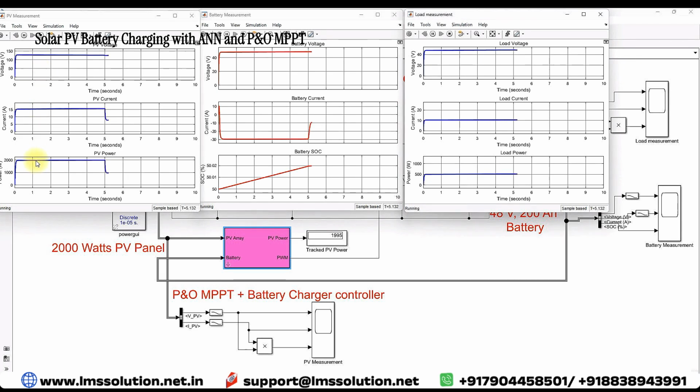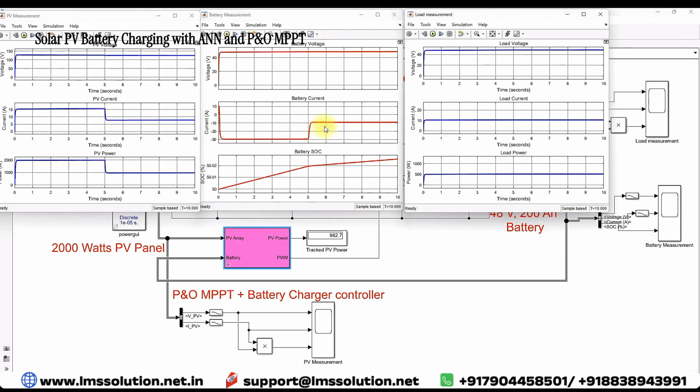After 5 seconds, irradiation changed to 500 watts per meter square. Because of that, PV power is around 1000 watts. And also you can see that the current of the PV is around 7.5 amps. And the battery voltage is maintained at 48 volt. Here you can see the battery current is around 30 amps when the irradiation is around 1000 watts per meter square. That means PV power is around 2000. When the irradiation changes from 1000 to 500, then the charging level of the battery goes from minus 30 amps to minus 10 amps.